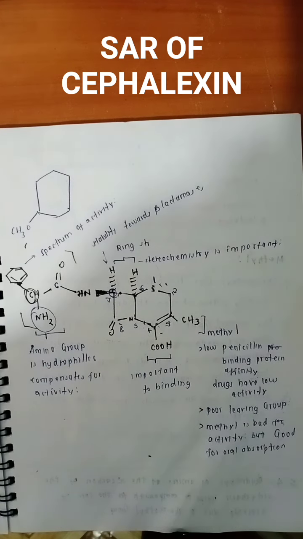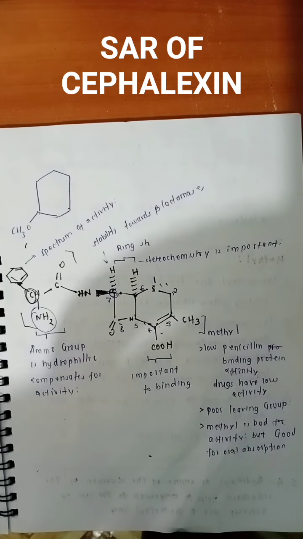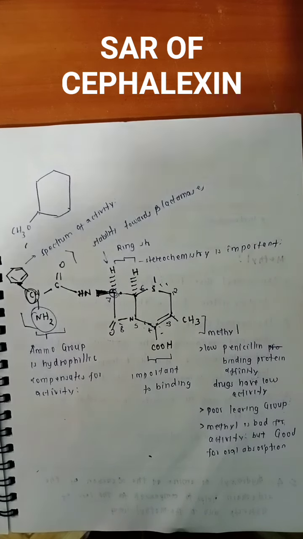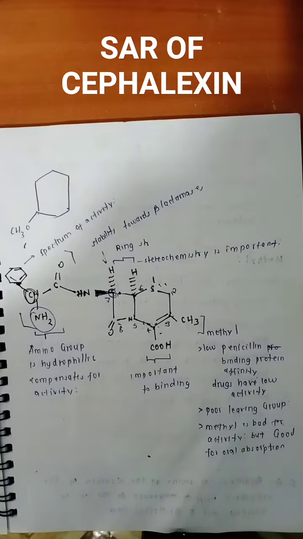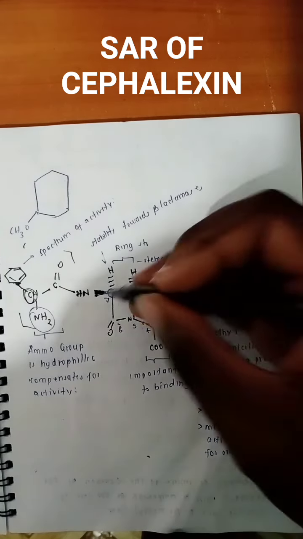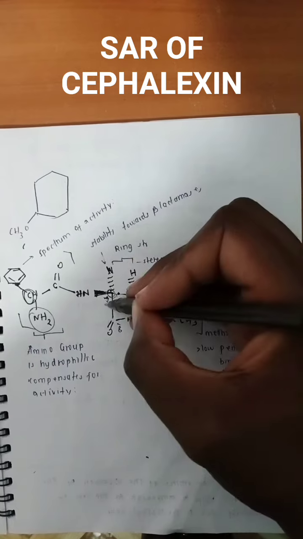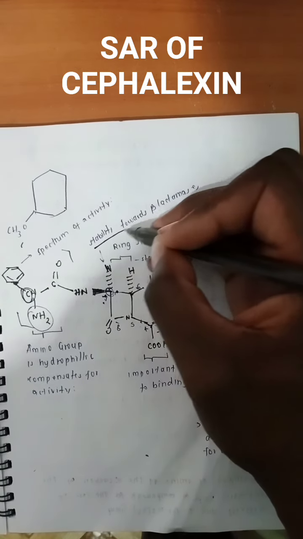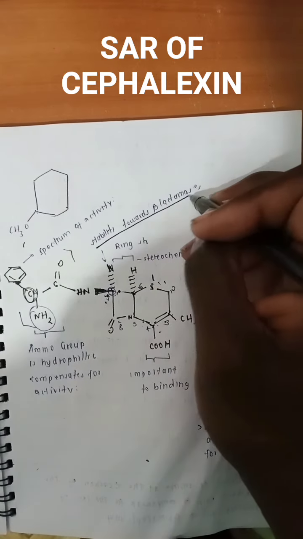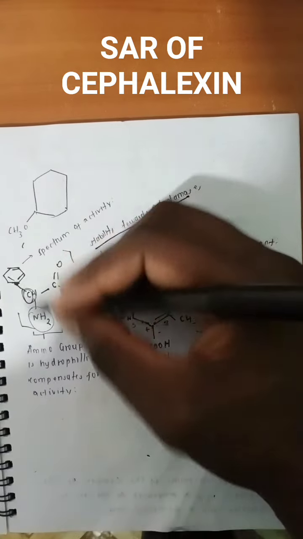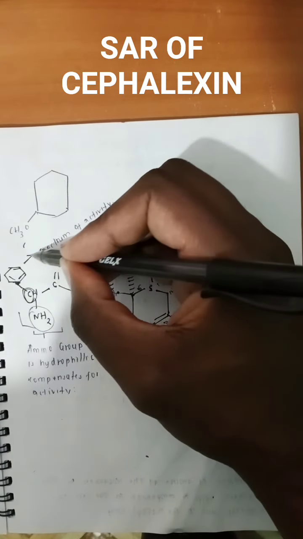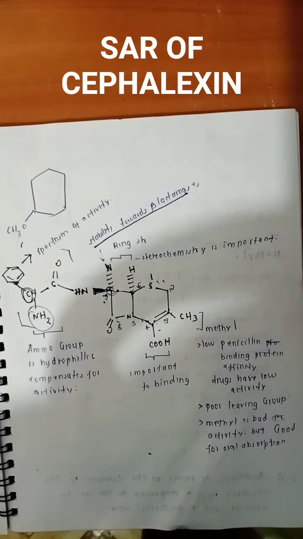Something worth noting is that at position number 7, we mostly modify position number 7 here. At this hydrogen, we modify this position to improve stability towards beta-lactamases. But then at this position, we modify this position to improve the spectrum of activity for the cephalosporins.